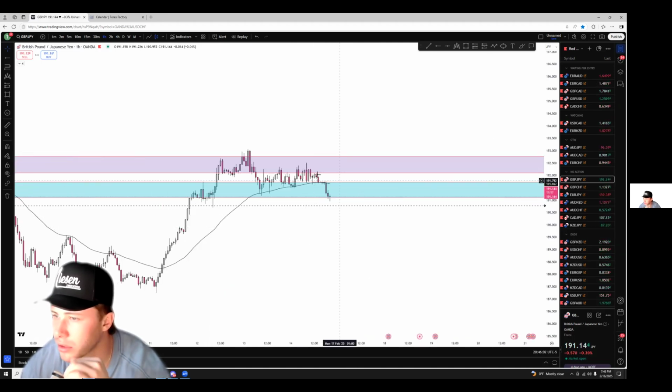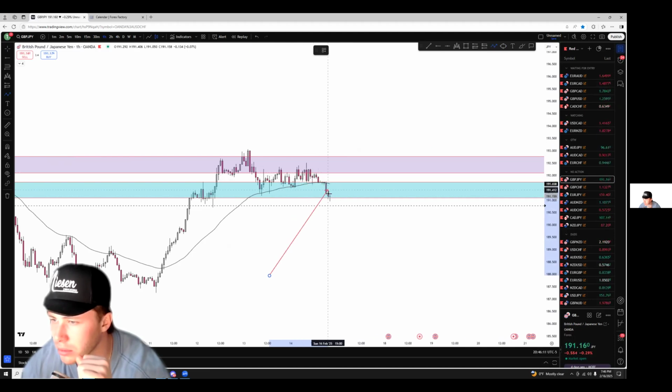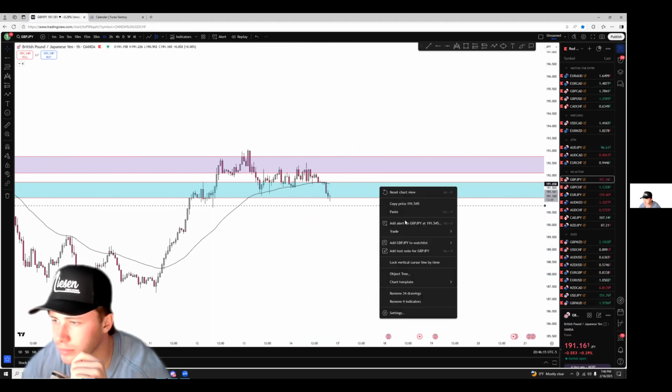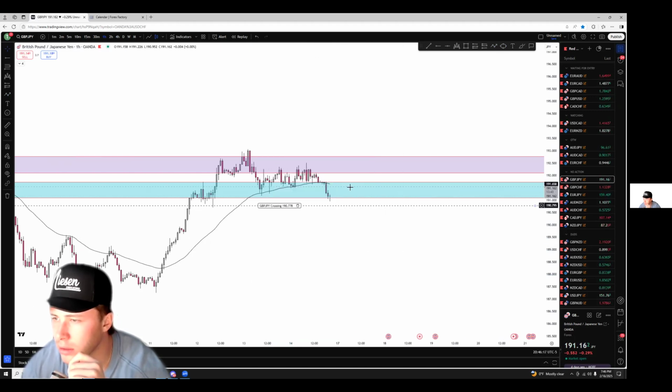Left head, right shoulder. You see this? You see this right here? Left head, right shoulder. Here's the break. What do we need? We need a retest. Right there.